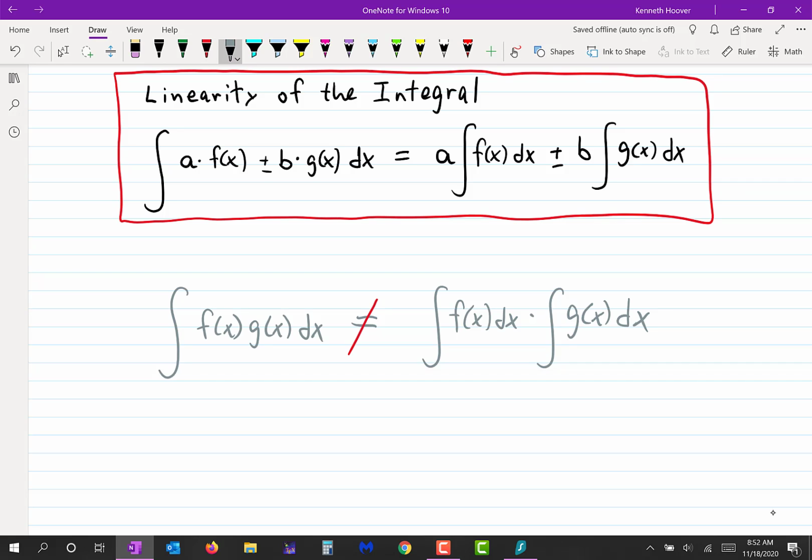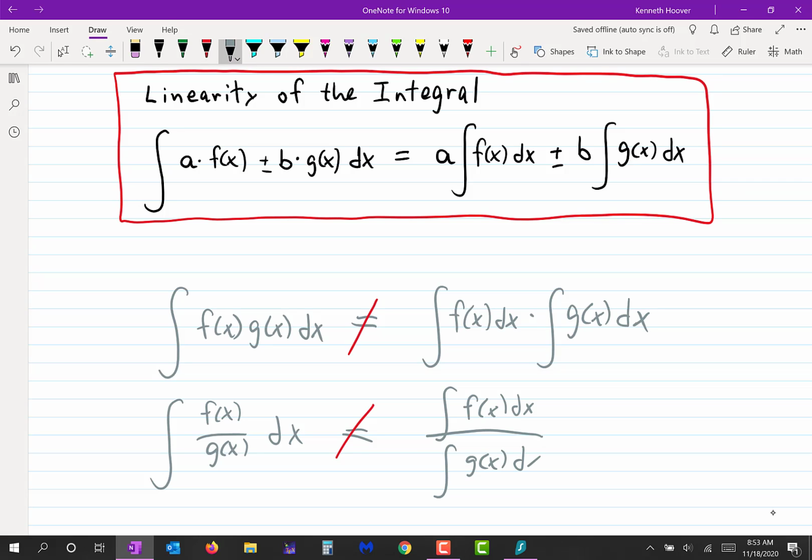Same thing with division. The integral of f of x divided by g of x is not equal to the integral of f divided by the integral of g. The quotient rule for derivatives was much more complicated, and therefore the integrals of quotients are much more complicated. Okay? We will handle things like that in Calc 2.